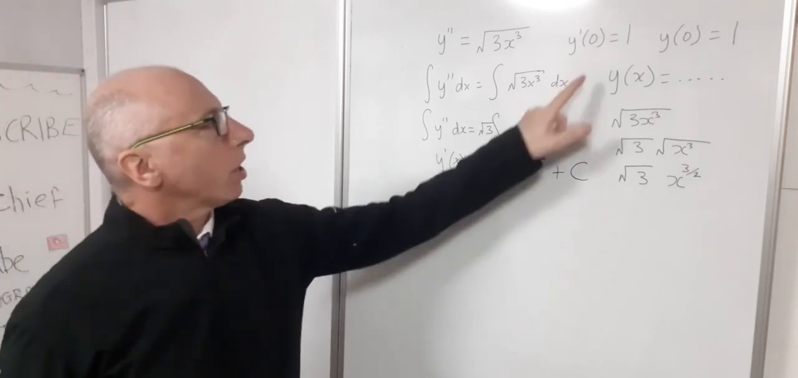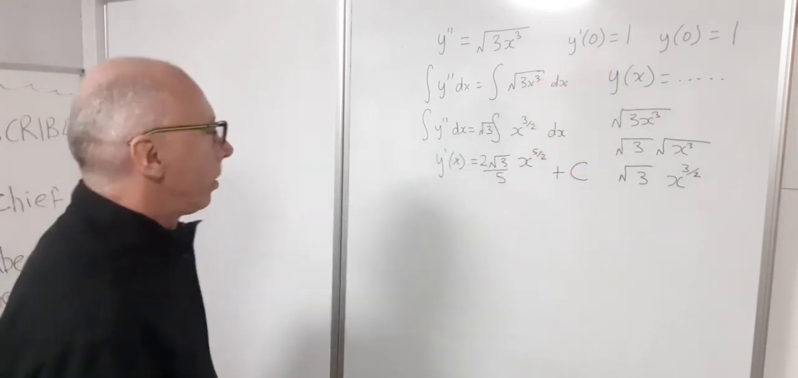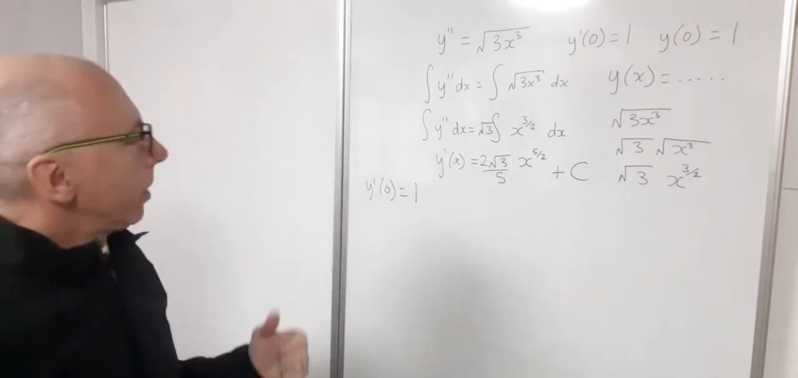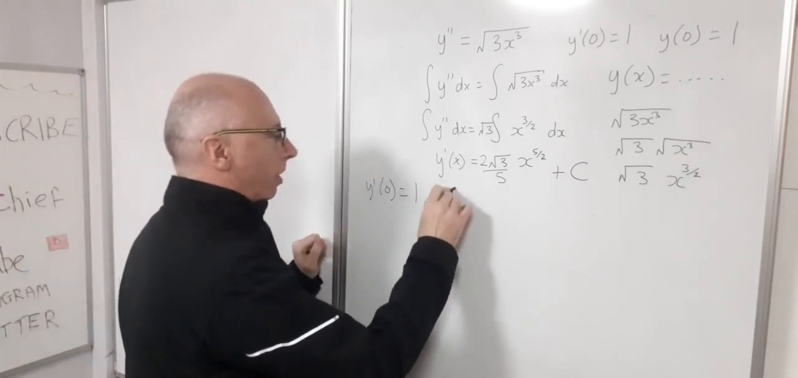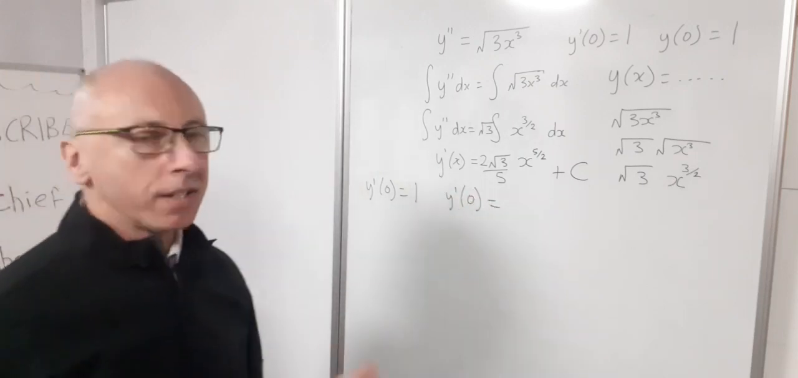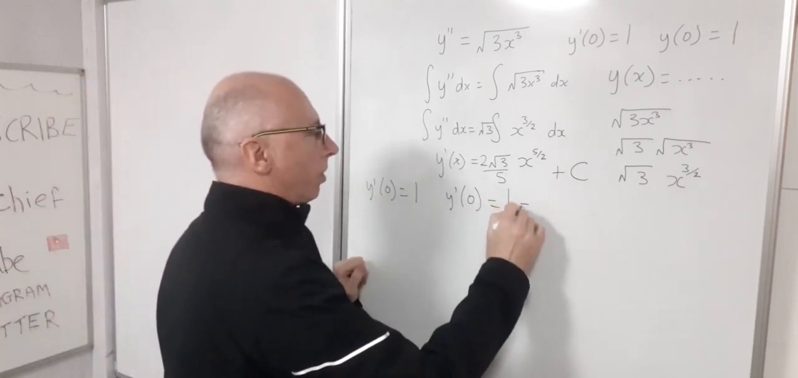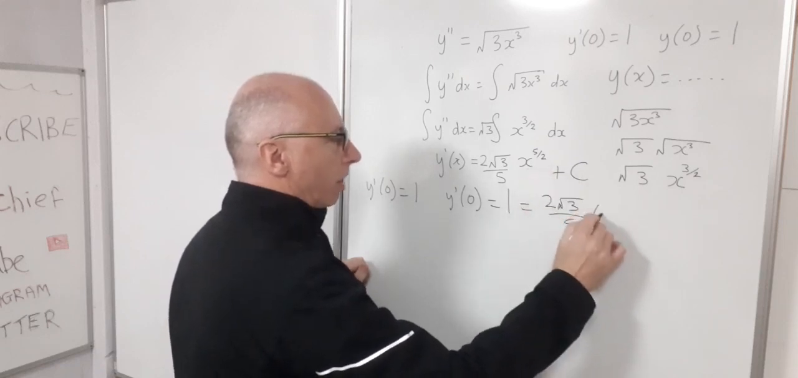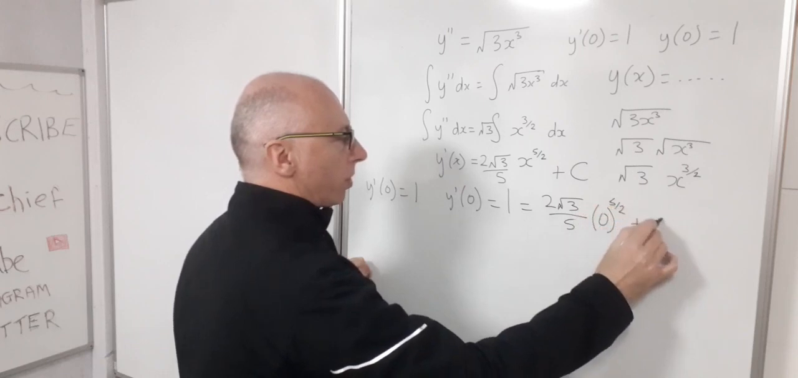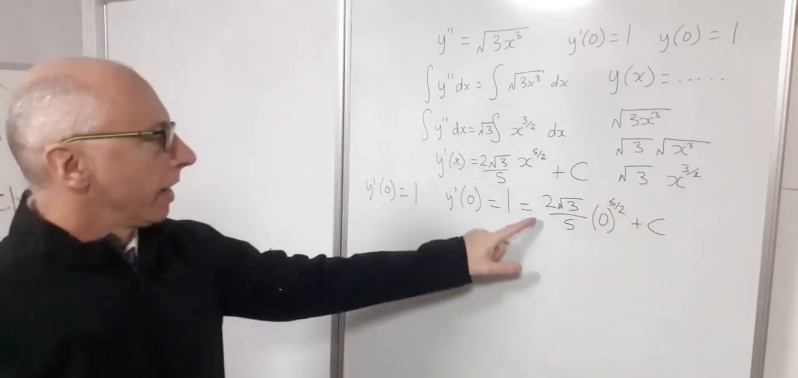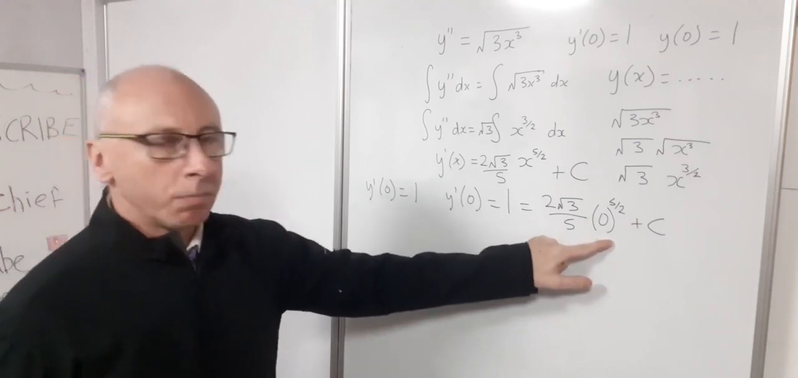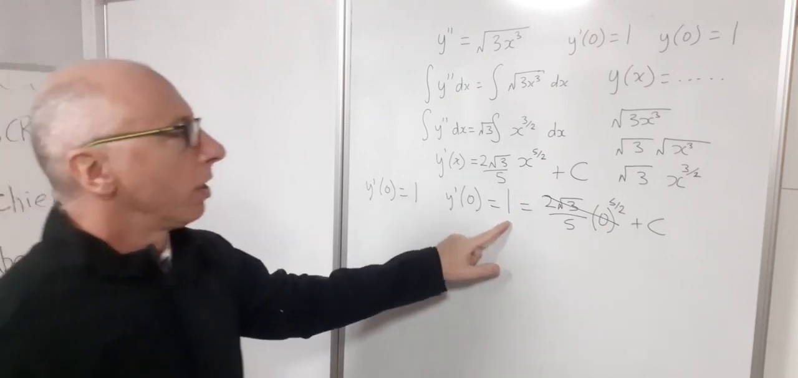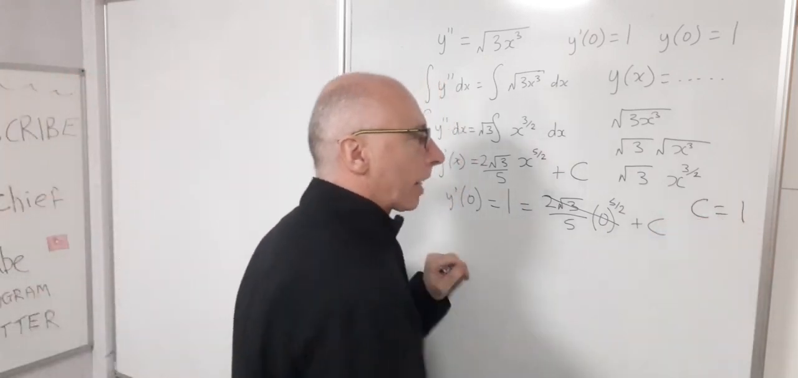Okay, now I've got some conditions here. y prime of 0 equals 1. So let's write that there. Here I've got y prime of 0, so wherever I see an x, I'll plug in a 0. So 1 equals 2 root 3 over 5 times 0 to the 5 over 2, plus c. Now this is just going to disappear and become 0, so that all cancels out. I'm left with c equals 1. So that's my first constant already taken care of.